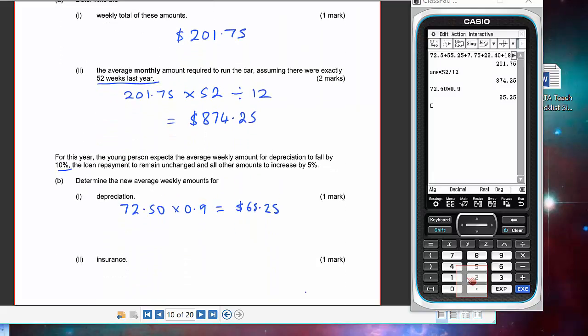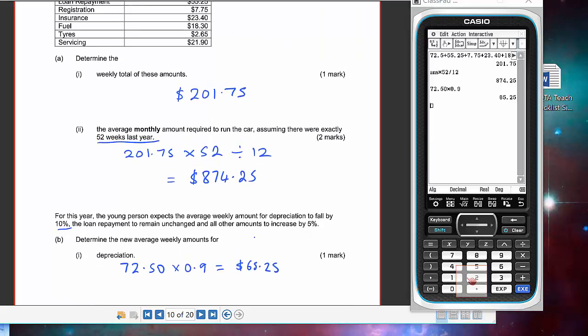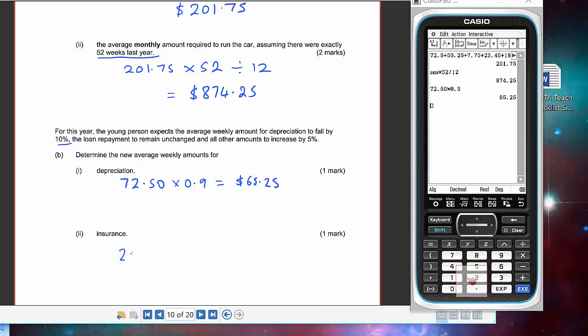Then the insurance, well, the insurance is actually going to go up by 5%. The insurance was 23.40, and if we're going to increase that by 5%, we need to multiply by 1.05. Remember, that's 105%. So we're going to get 23.40 multiplied by 1.05, 24.57.